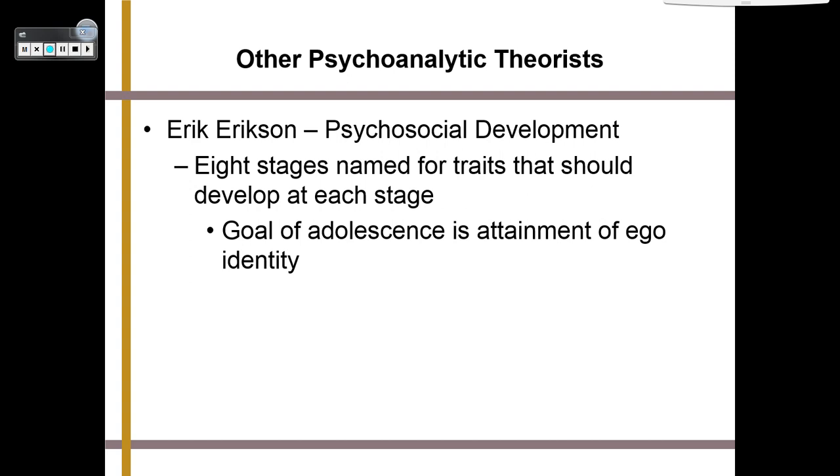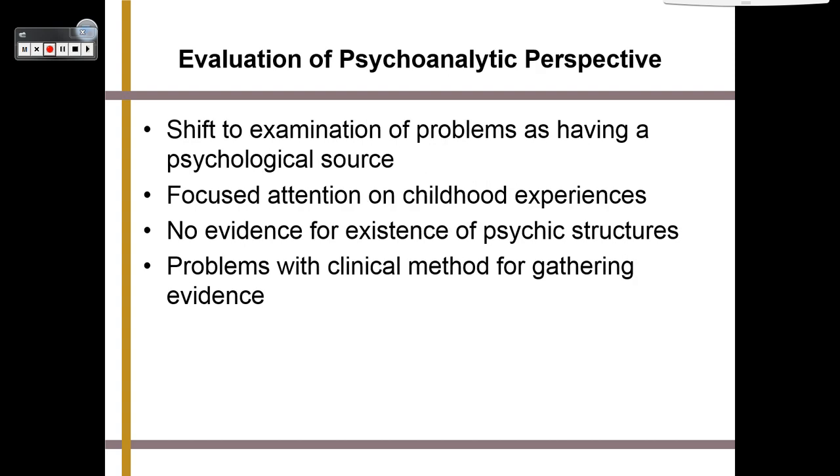Erik Erikson, you've hopefully recognized him. He is another student of Freud's, and he came up with the 8 stages of psychosocial development. And each stage is named for traits that should develop at each stage. For example, with adolescence, the goal is to obtain some form of ego identity. And we've talked about that in detail in a previous lecture.